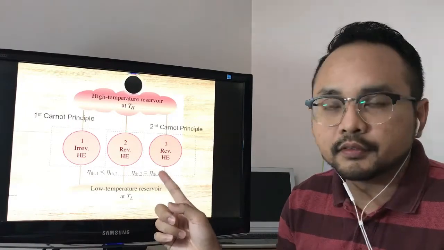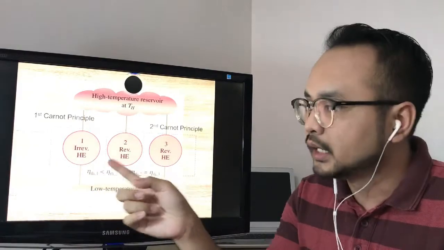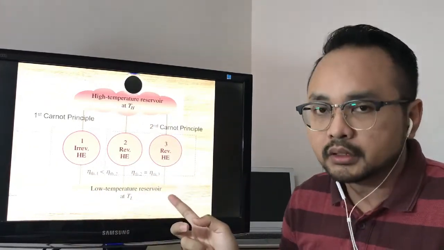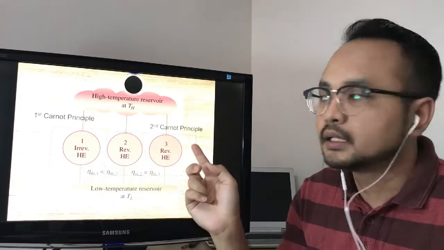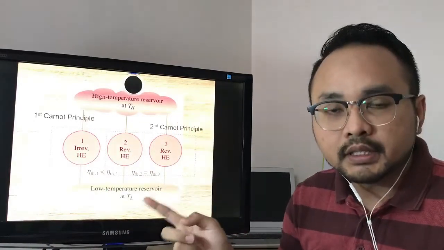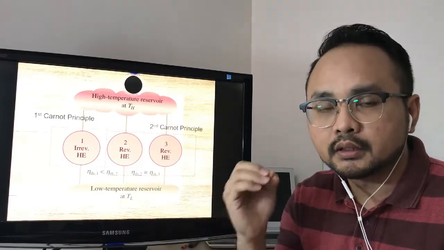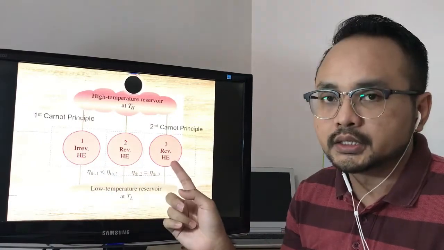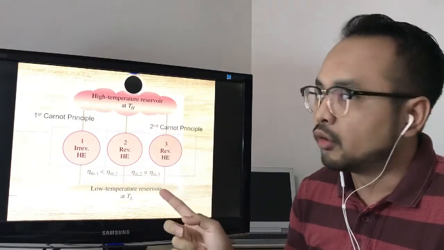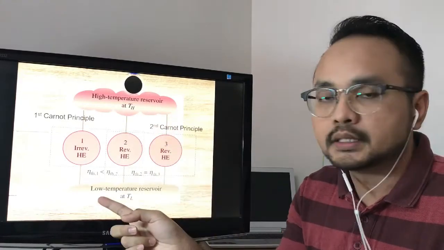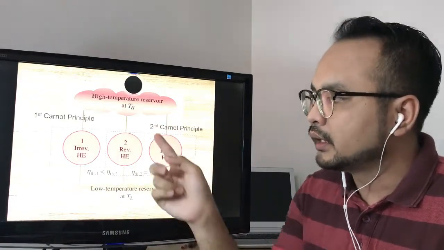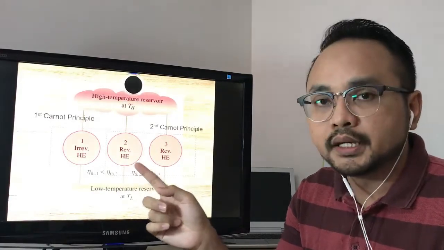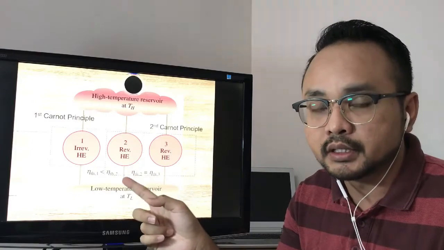If we look at this figure, these 3 heat engines are operated under the same high temperature reservoir and also low temperature reservoir. If they are operated under the same reservoir but the efficiency is different, we can identify which heat engine is reversible. These 3 heat engines operate under the same high temperature reservoir and the same low temperature reservoir, and heat engine number 2 is the reversible heat engine, in which this heat engine is the best heat engine because it is reversible.